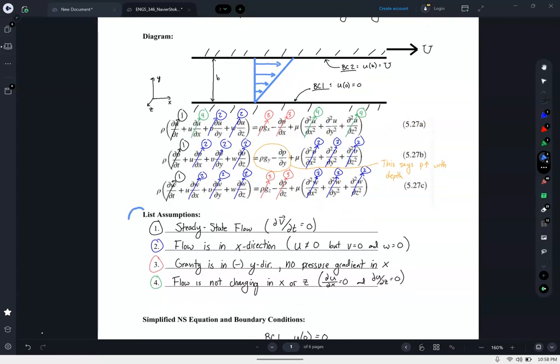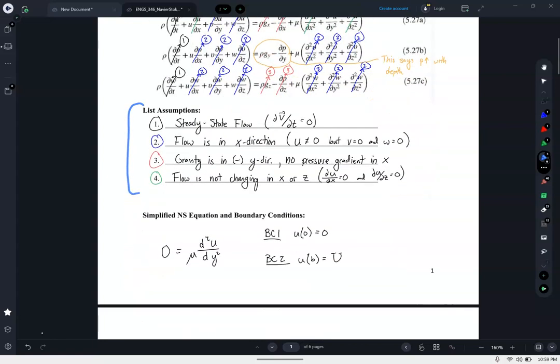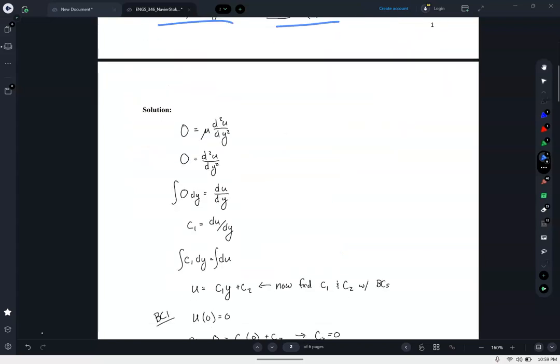Then here we've taken a list of things that we can say about this flow profile, and we've used them to cross out different terms in the Navier-Stokes equations up above. This gave us a simplified Navier-Stokes equation, really simplified, only one term left, along with two boundary conditions, and then the actual solution of this becomes simply a math problem. So this is the math problem.